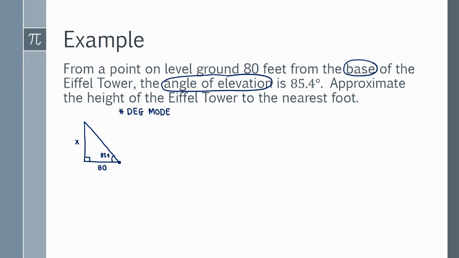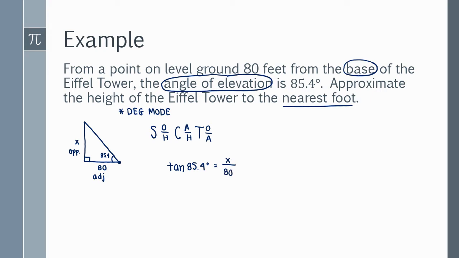But from there, now that we have this sketch, we're going to think about SOHCAHTOA. And we're going to use the correct information to find what x is. Notice that the directions are asking us to round to the nearest foot. So based off of the angle, we are wanting to find the opposite, and we are given the adjacent side. So opposite and adjacent means that we have to think about tangent. So the tangent of 85.4 degrees is going to equal x over 80.